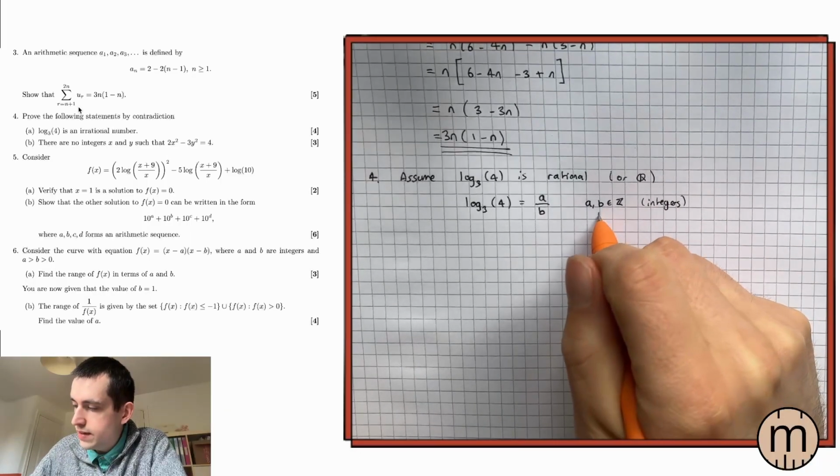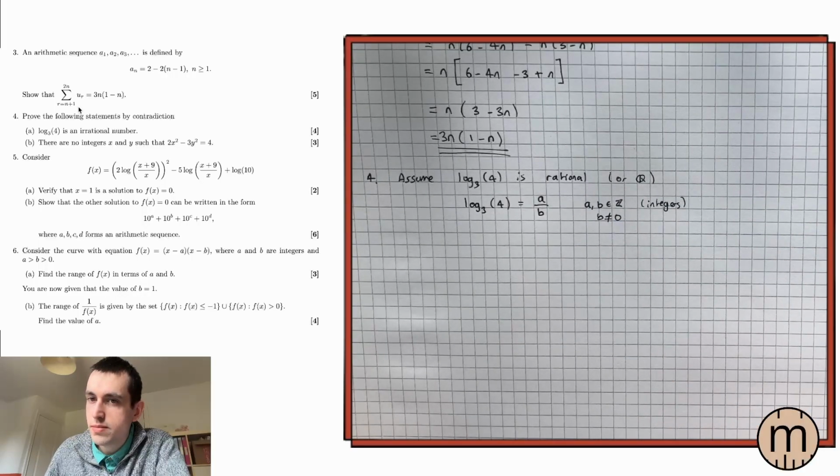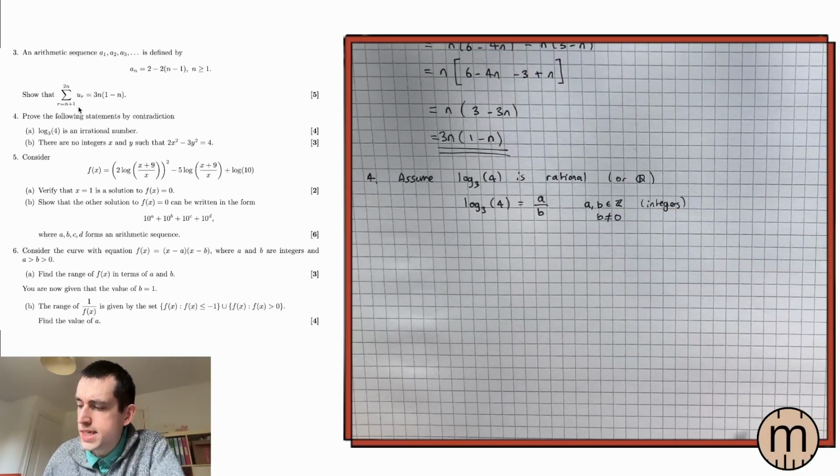And we cannot have b is equal to 0. That would cause some issues. What are we going to do from here? We've got a logarithm. How do we work with logarithms? Well, let's see if we can just get rid of the logarithm. Then we're working with powers, something that we're more familiar with.